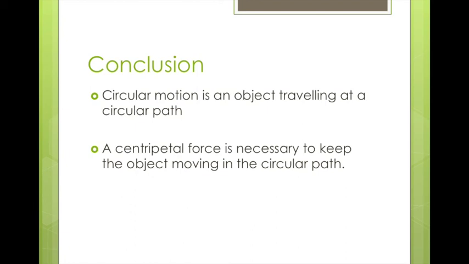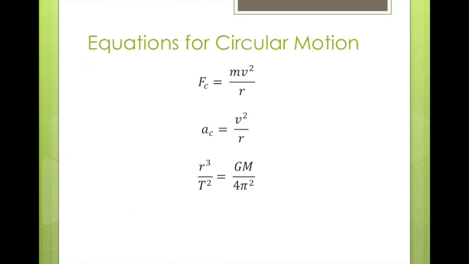Let's conclude what we have learned today. Circular motion is an object traveling in a circular path, and a centripetal force is necessary to keep the object moving in a circular path because a centripetal acceleration is important to change the direction of the velocity. And these are the three very important equations for circular motion.